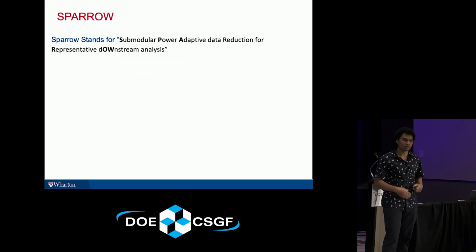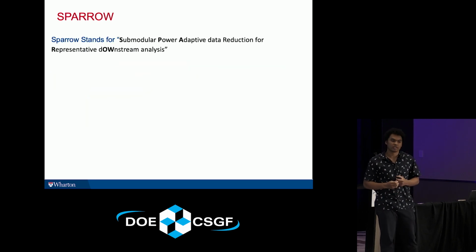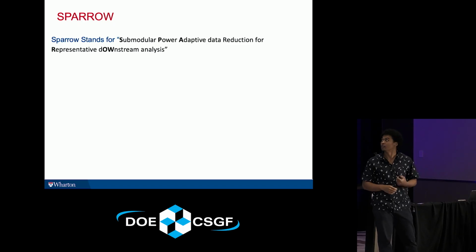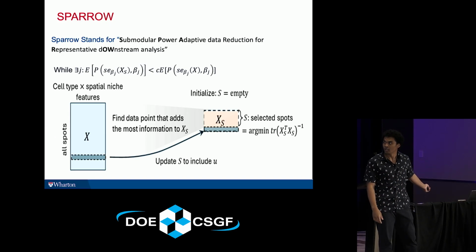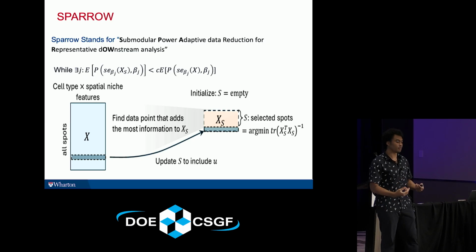And so our total algorithm, SPARROW, stands for submodular power adaptive data reduction for representative downstream analysis. And really all we're doing is taking this greedy algorithm step and putting on a while loop, with the while loop being you stop when you retain at least C of the power for all parameters.